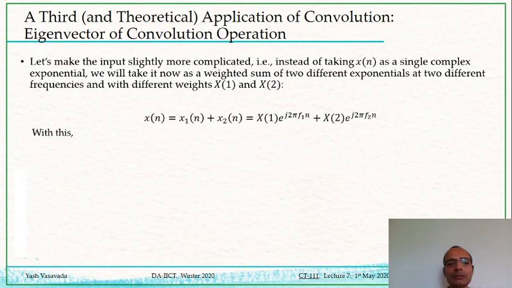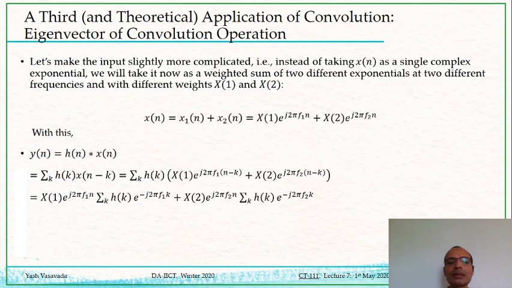Okay, so we considered a case where the input is a weighted summation of two complex exponentials at two different frequencies, and we saw that when we pass this input through our LSI system, whose impulse response is h of n, we get an output which looks a lot like the input, except that there is an additional weighting that each individual component, x1 and x2, experiences, and the weighting that they experience is determined by this function, capital H.